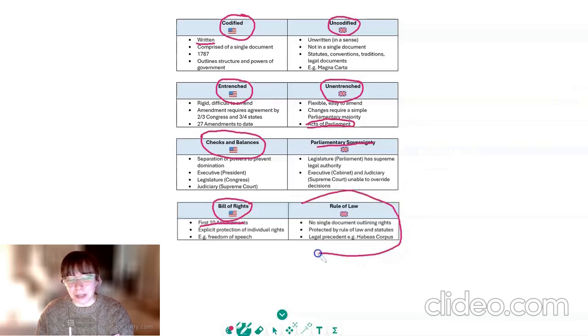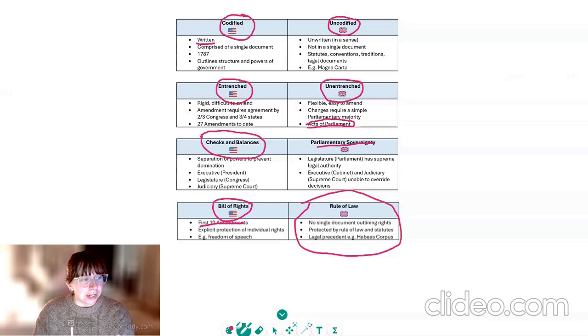That is one of the reasons why a lot of people think that we should move towards a codified and entrenched constitution in the UK and completely upheave the system that we have so far, because people feel that, especially after Brexit, there aren't enough protections for our rights because they're not even clearly defined. So that's one debate that you might want to have a think about.